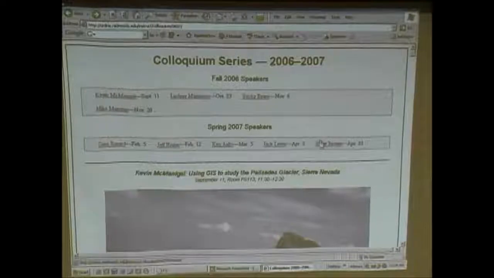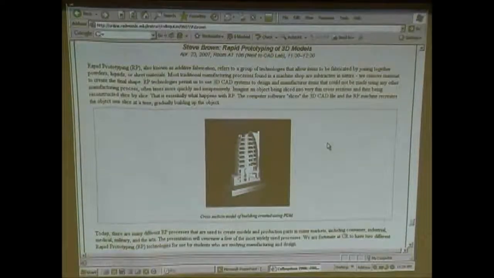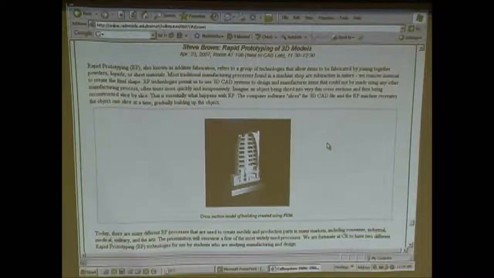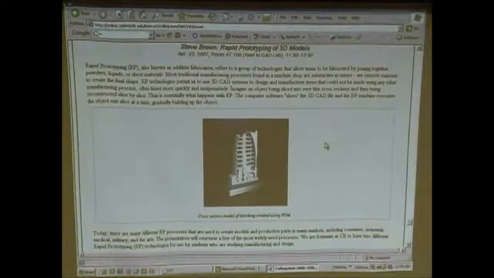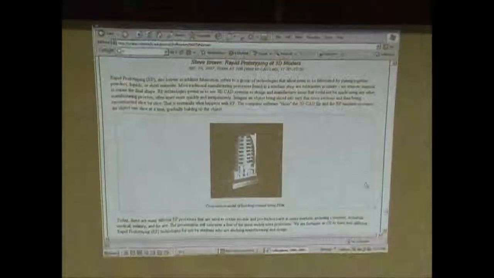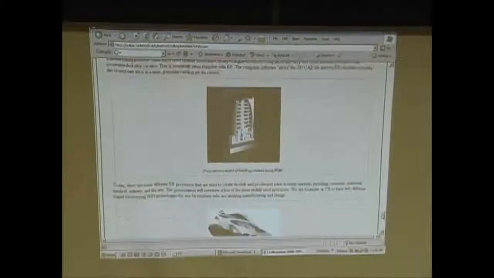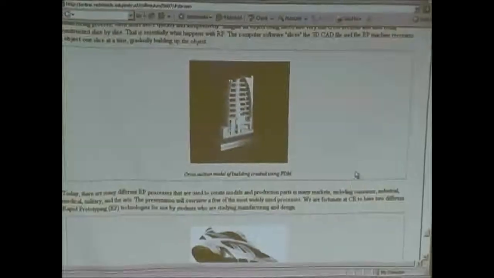And then Steve Brown is giving a talk in late April on rapid prototyping of 3D models. And the talk is not going to be held in this room. It's going to be held over in AT 106, which is next to the CAD lab over across campus. And they do these things with computers, these models, and I'm really interested to learn about that. Anyhow, without any further ado, let's see.